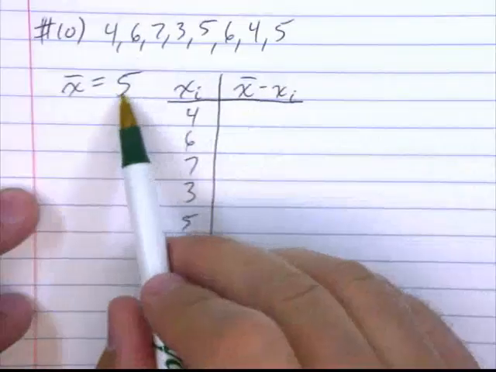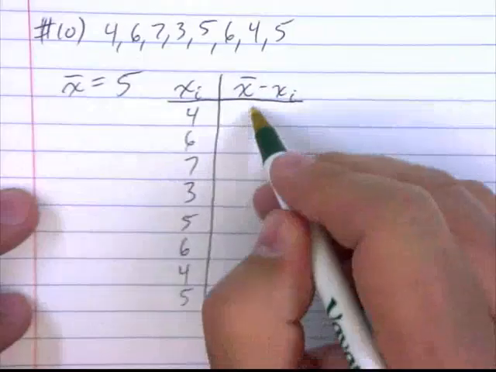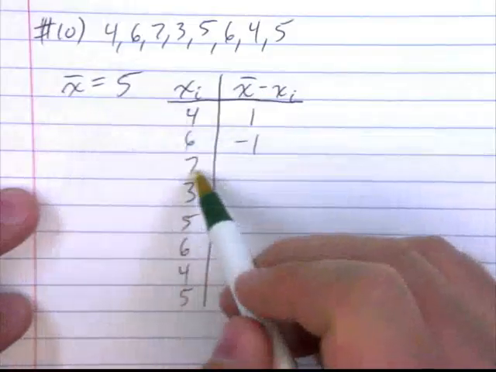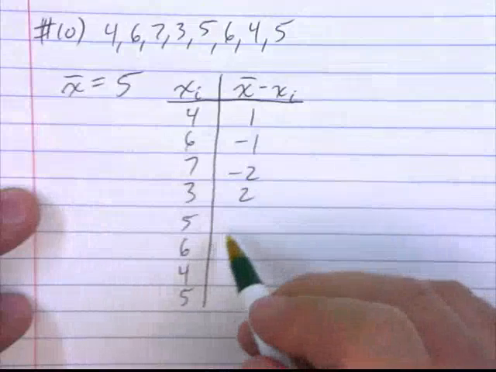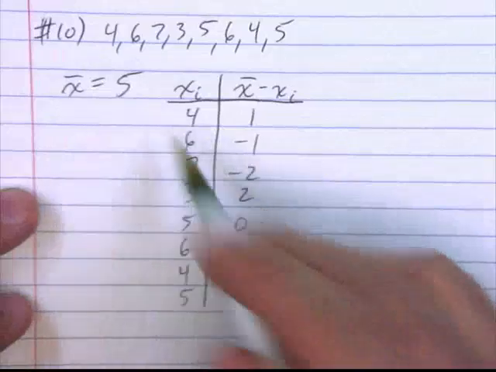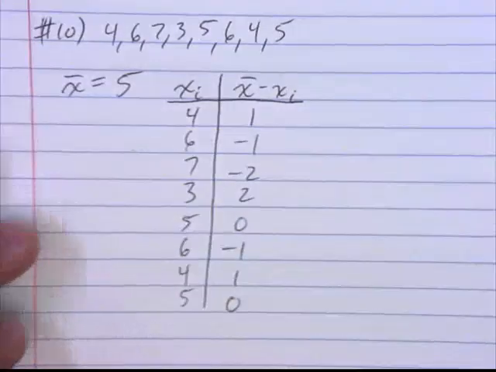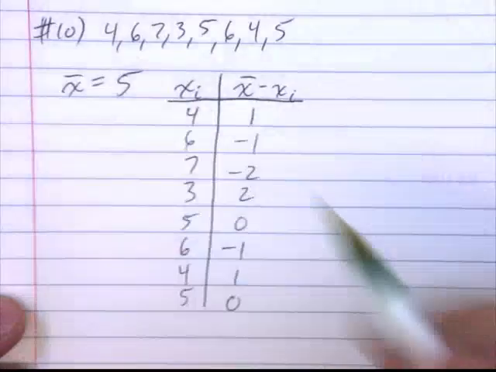And since my mean is 5, 5 minus 4 is going to give me 1. 5 minus 6 is going to give me a negative 1. 5 minus 7 is going to give me a negative 2. 5 minus 3 is going to give me a 2. 5 minus 5 is a 0. 5 minus 6 is a negative 1. 5 minus 4 is a positive 1. And I get another 0. So that's my distances away from my mean.